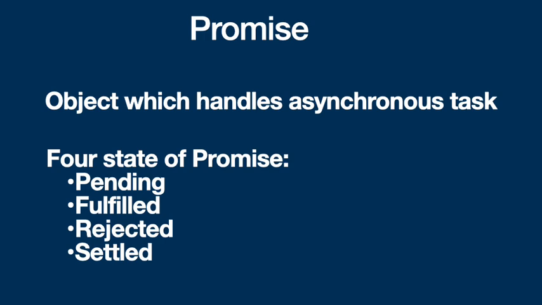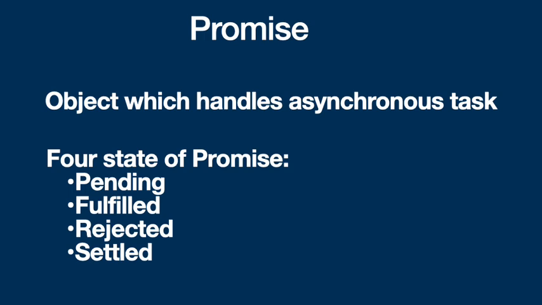Now there are 3 states of a promise. One is pending. When you declare a promise, it is in the pending state. Then you tell the promise to do something. Suppose you give some logic to it, like, can you do this for me? And based on that logic, it can result in 2 states.